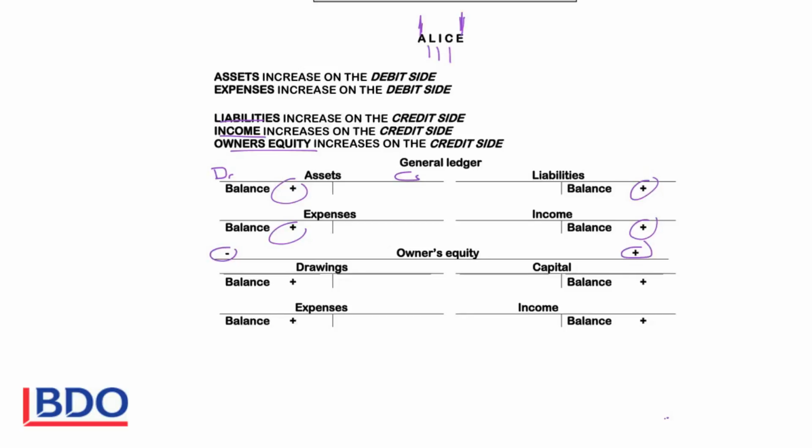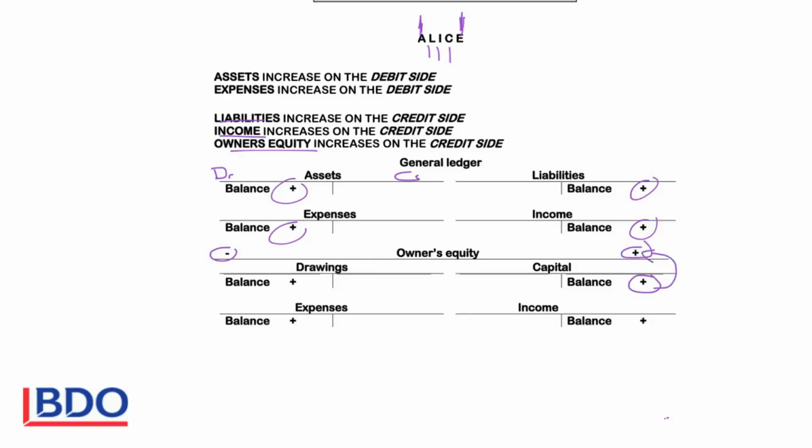These four different types of accounts will affect owner's equity. Any of these accounts on the credit side will increase equity. Any of these four accounts on the debit side will decrease equity. So if the owner provides capital for the business, the capital will increase on the credit side, and the business will owe him more money, so his owner's equity will increase.